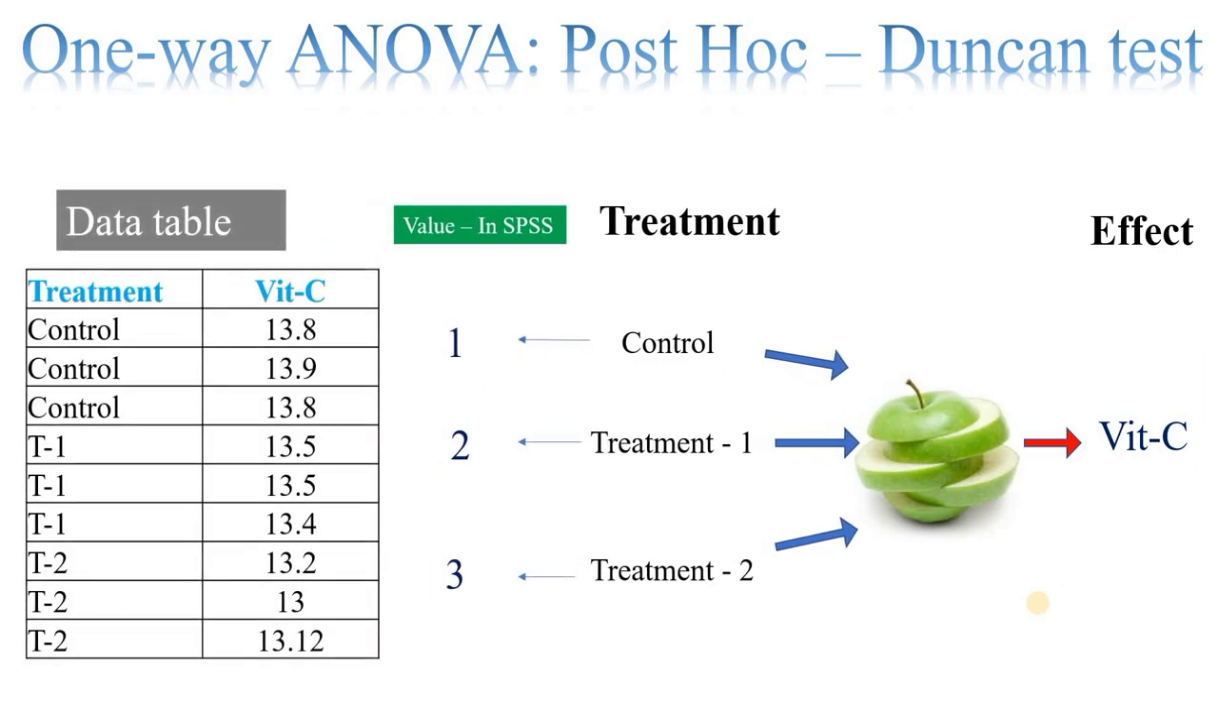Once we give treatment and we have noted down our data, which I have given in the table, in SPSS it is mandatory to take at least triplicate data in each case. So here we can see I have taken 3 control, 3 treatment 1 and 3 treatment 2 data. So let's go to SPSS and we will see how we do one-way ANOVA post hoc Duncan test.